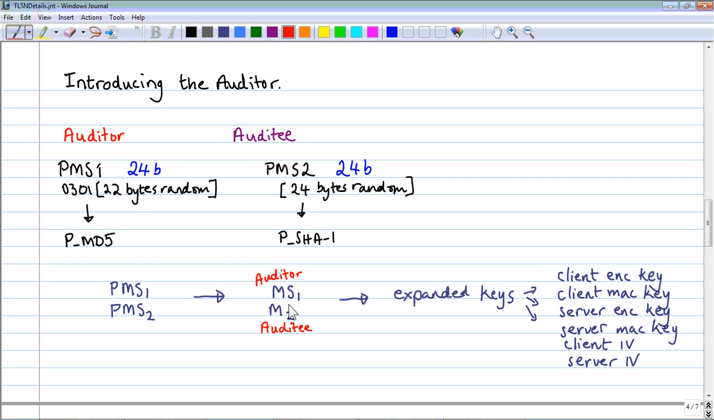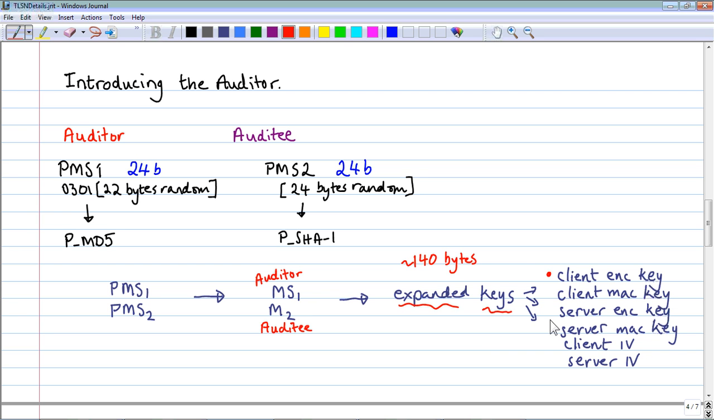But the second stage of generating symmetric encryption keys is that you do this p-hash process again, where you XOR a PMD5 and a PSHA-1 just as before. But what it generates, as I was showing on the other diagram, is approximately 140 bytes of secret data. And this is what we call the expanded keys. And expanded keys contains several secret bits of data.